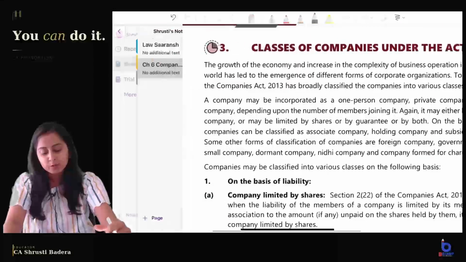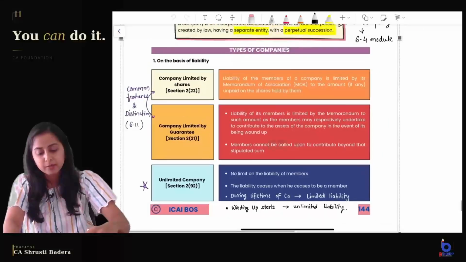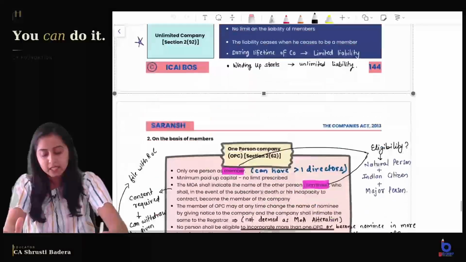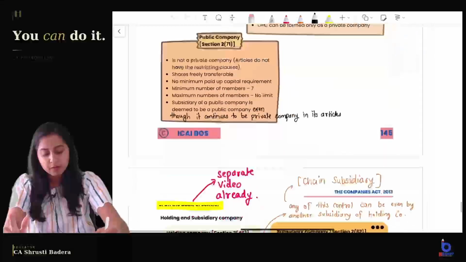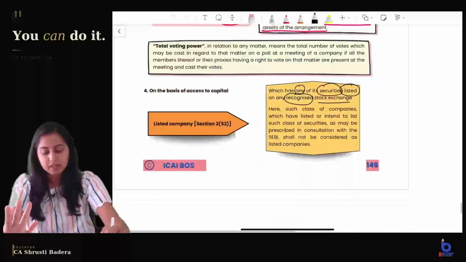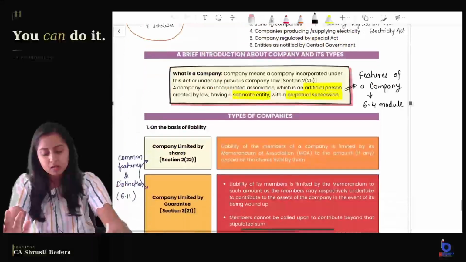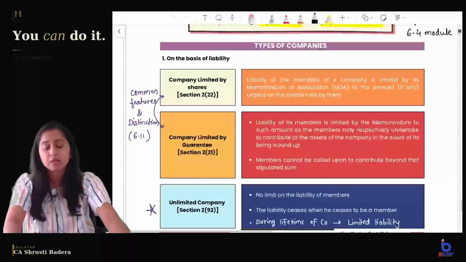Now coming to classes of companies, the types of companies on different basis. So it is on the basis of liability, on the basis of number of members, on the basis of control, on the basis of access to capital, and other types of companies. Coming to types of company on the basis of liability.